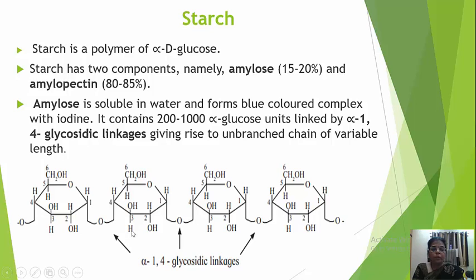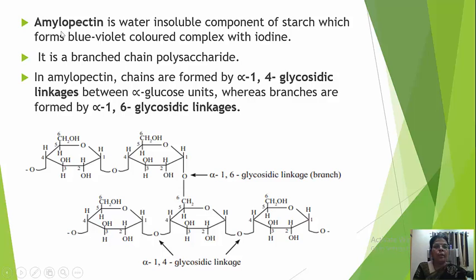In this way, this amylose is formed. Amylose is a straight chain of alpha glucose. Here in amylose, there are 200 to 1000 alpha glucose units present. Now we are going to see amylopectin. Amylopectin is the water insoluble component of starch which forms a blue-violet colored complex with iodine. It is water insoluble, and when it reacts with iodine, it forms a blue-violet colored complex.